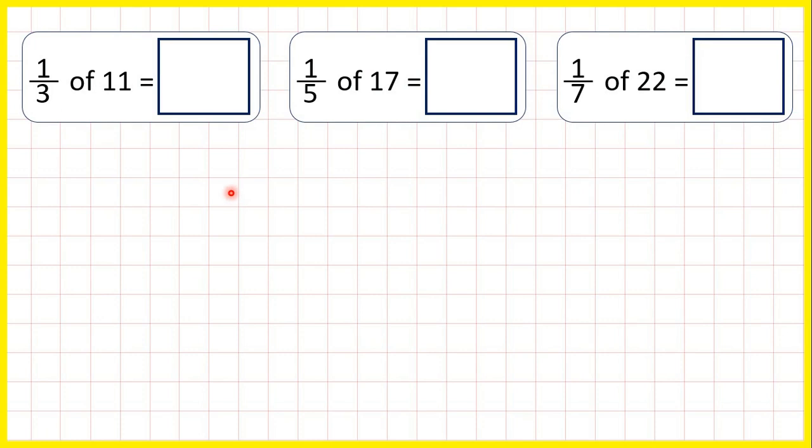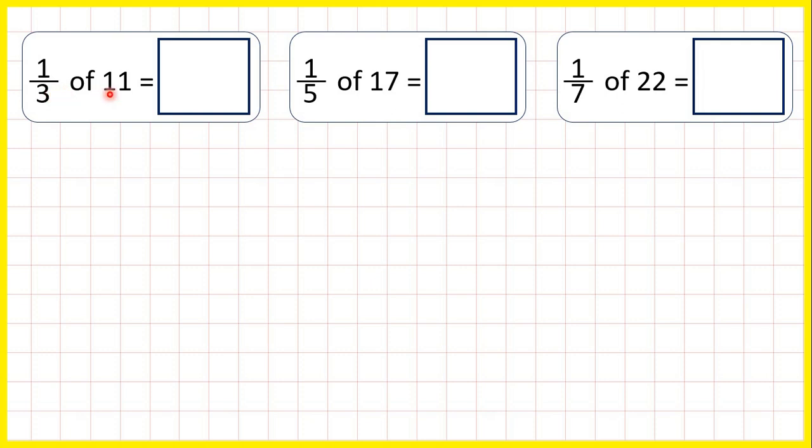So for these questions, we're finding a unit fraction of a number. Remember, a unit fraction is any fraction that has 1 as the numerator. So normally, to find a unit fraction of a number, we just divide by the denominator. But for these questions, when we divide by the denominator, we get a remainder. And so, that means that we will have a mixed number as our answer.